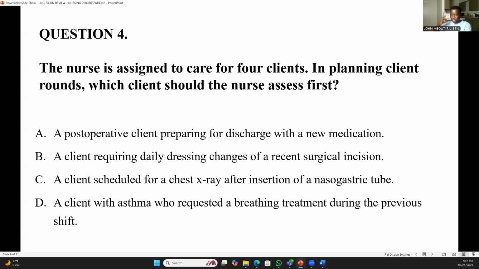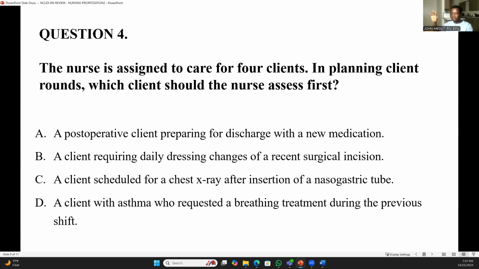4 clients, 4 conditions, 4 different conditions. We apply stable and unstable here. Okay, and we start eliminating. Let's do the elimination rule here. A, post-operative client preparing for discharge. A discharge client is a stable client.